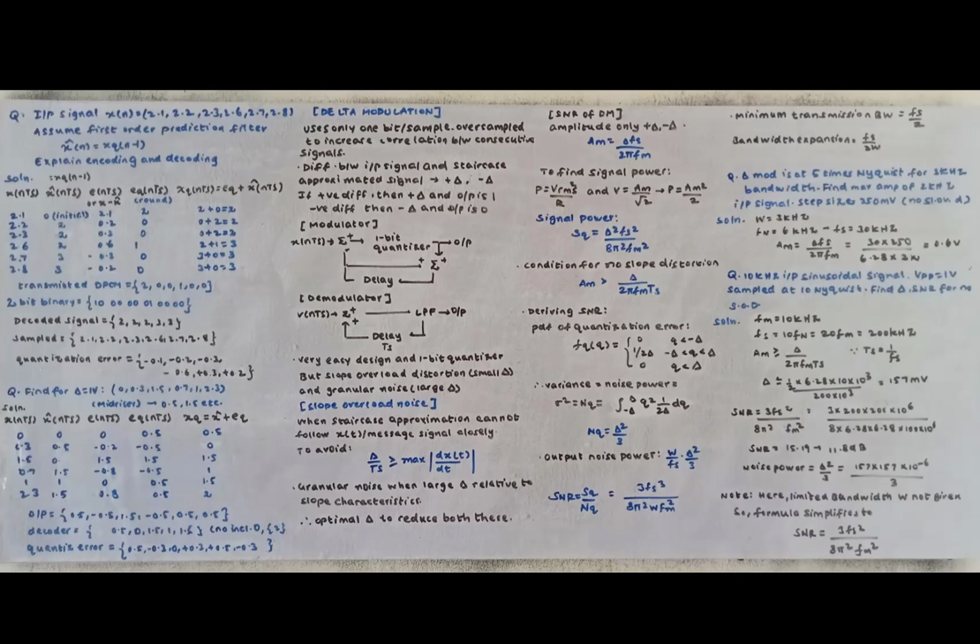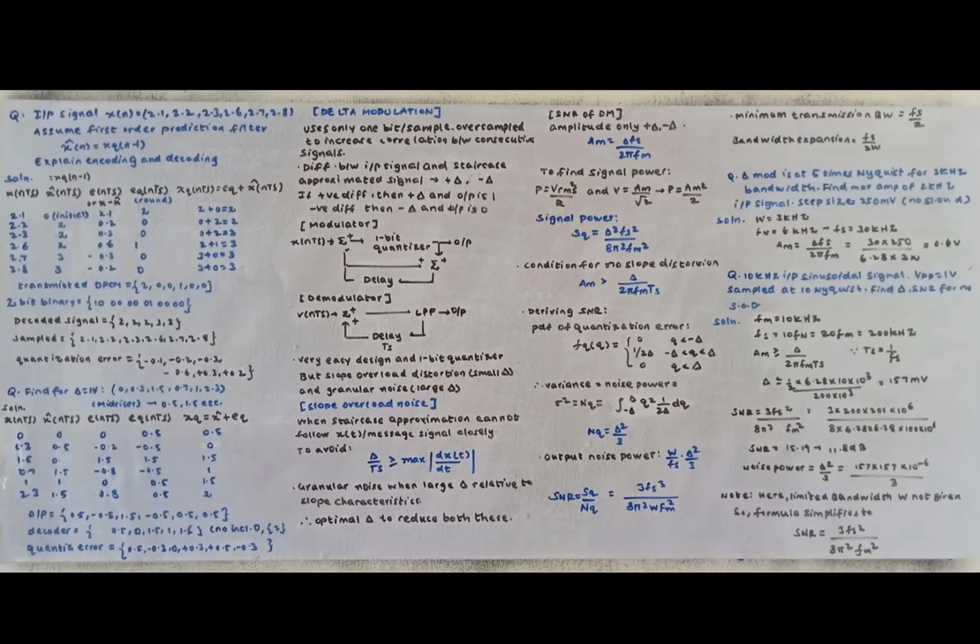You replace P in the original formula, and then you have the same formula for variance, except here the noise power is delta squared by 3. And the only formula that you really need to worry about here is the SNR equals 3fs cubed by 8 pi square W FM square. The way I like to remember it is, the denominator, 8 pi square, is fairly easy to remember. 3 for sure, cube, something like that in the numerator.